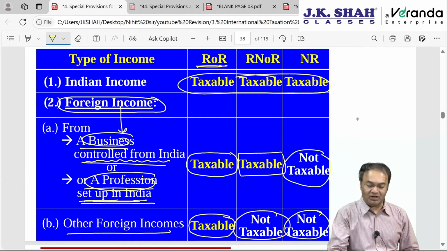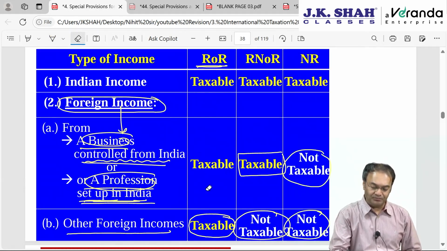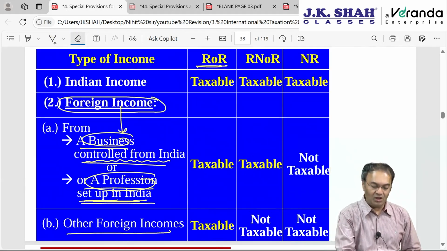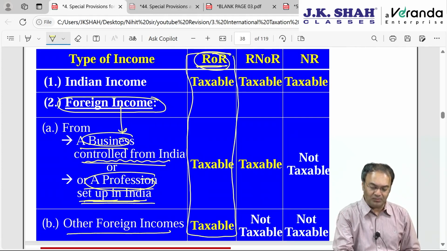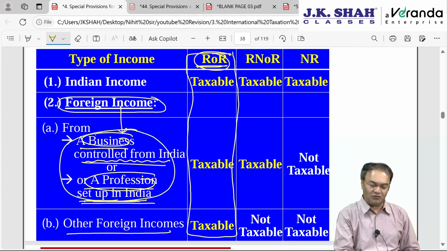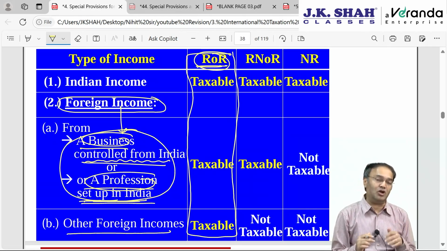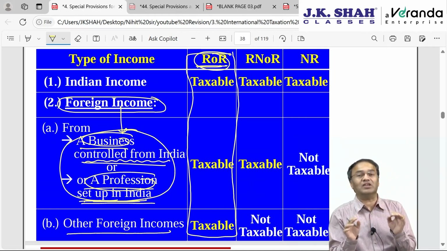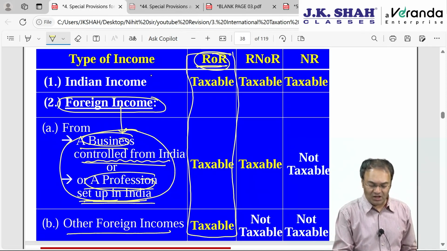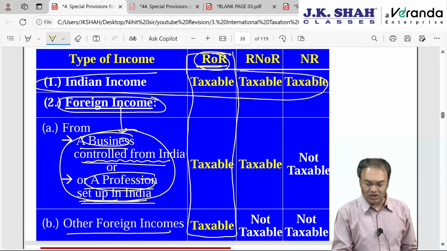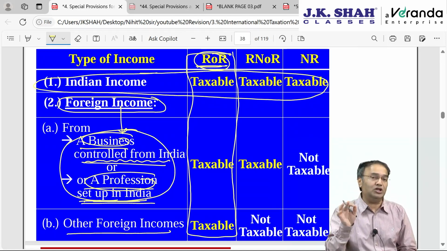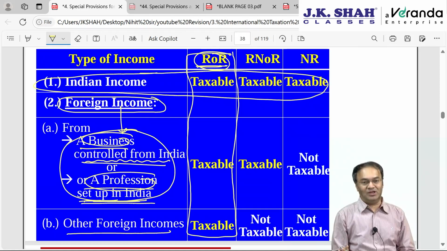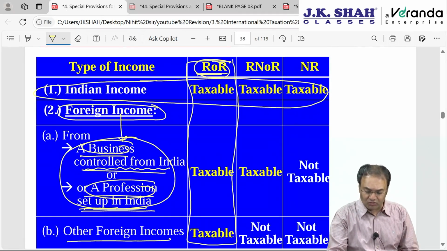Meaning thereby, if you observe it carefully, you will realize one fact. Two things you need to observe, but I will tell you three things. First, a person who is ROR will be taxed on his global income, whether it is Indian income, or a special foreign income from a business controlled from India or a profession set up in India, or any other kind of normal foreign income. The second thing to be observed is that Indian income is always taxable for everyone irrespective of residential status. ROR, RNOR, NR, everyone, Indian income will always be taxable, come what may.